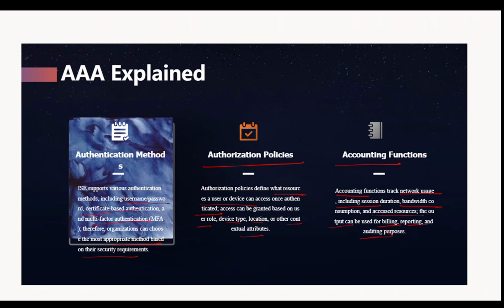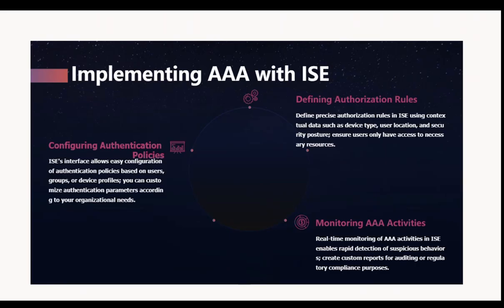Now, the accounting function tracks network usage, including session duration, bandwidth consumption, accessed resources, output, and can be used for billing, reporting, auditing purposes. Now, implementing AAA with ISE, you have to configure authentication policies, define authorization rules, and monitor AAA activities. So, for configuring authentication policies, the ISE interface allows easy configuration of authentication policies based on users, groups, device profiles, and you can customize authentication parameters according to your organization's needs.